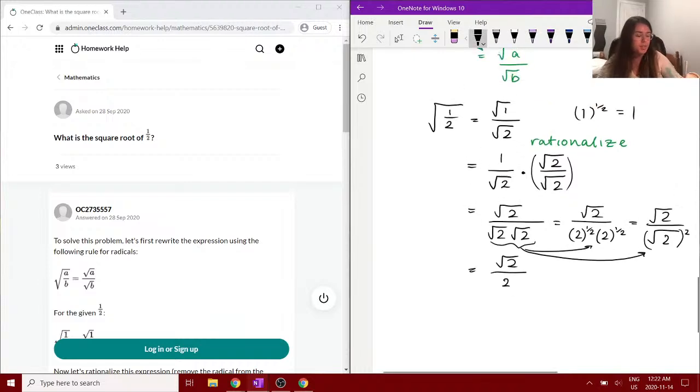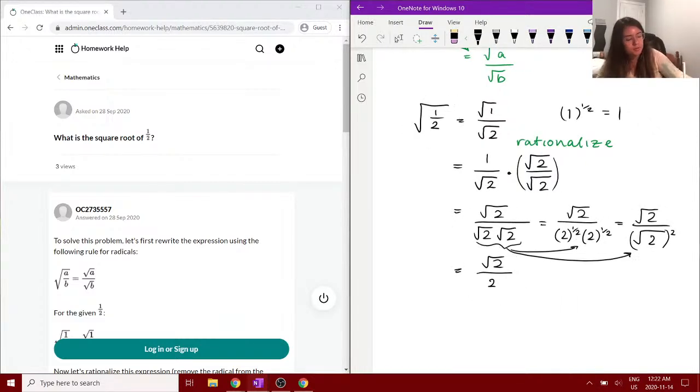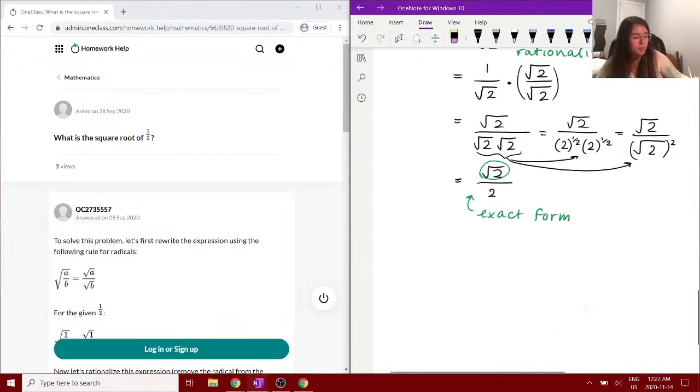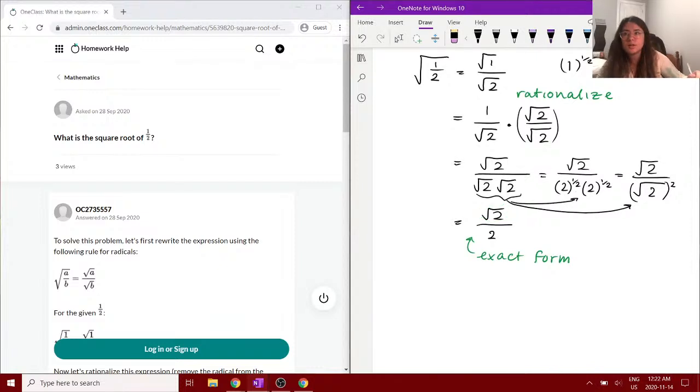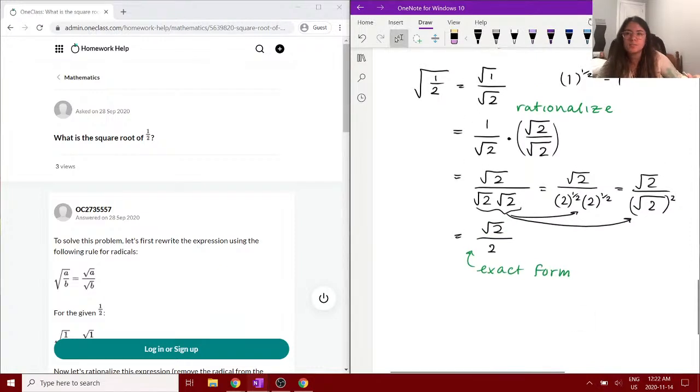It might seem a little bit silly to be going from this term to this term, but essentially what we're doing is getting it to what's called the exact form. And it's the preferred form because it has the radical in the numerator, right? And that is what we prefer. Okay, so now that we are here, this can be your final answer.